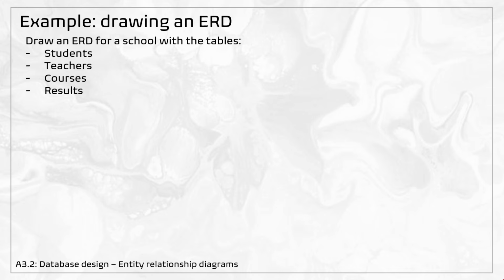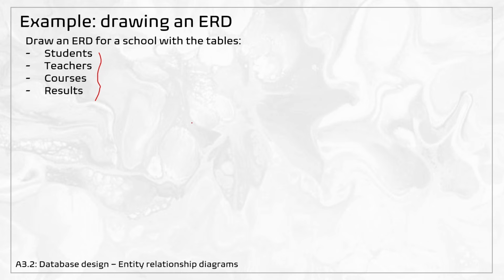Now let's walk through an example of how to draw an ERD from scratch. So we are instructed to draw an ERD for a school with these tables over here. My guess is that the IB won't specify the schema level of the ERD, in which case logical level should be enough. That means to draw the tables, their relationships, their cardinalities, and their modalities. So let's start by drawing all the tables out.